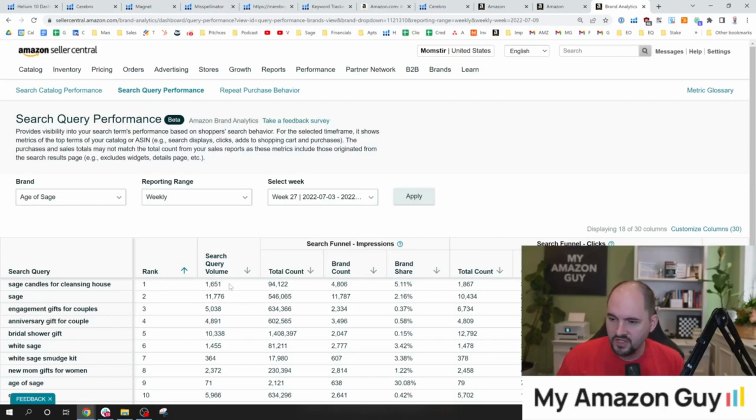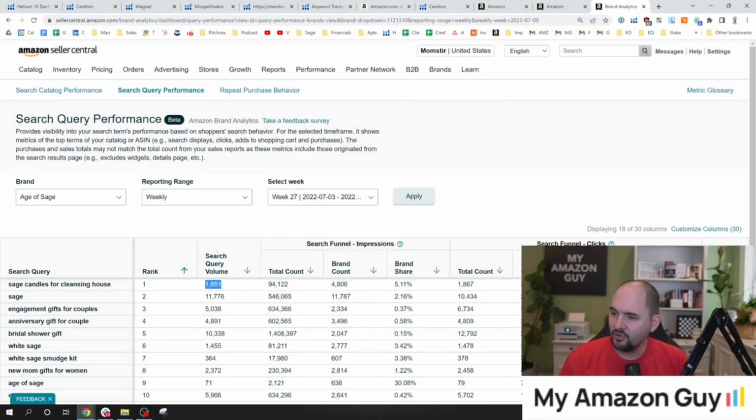Now, what's interesting of note here is that the search query volume is showing 1,600, which I believe they're doing on a weekly or a monthly basis. It's not really abundantly clear, but I'm going to say weekly.